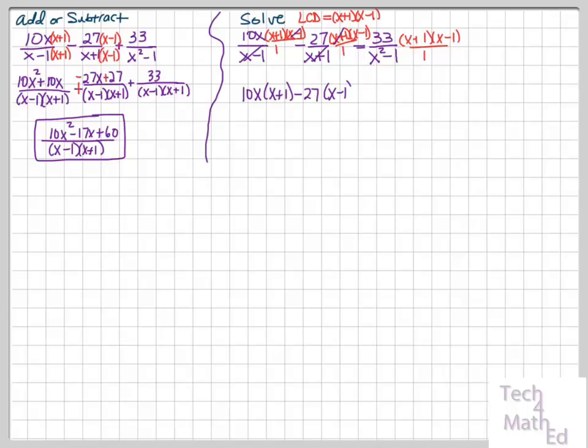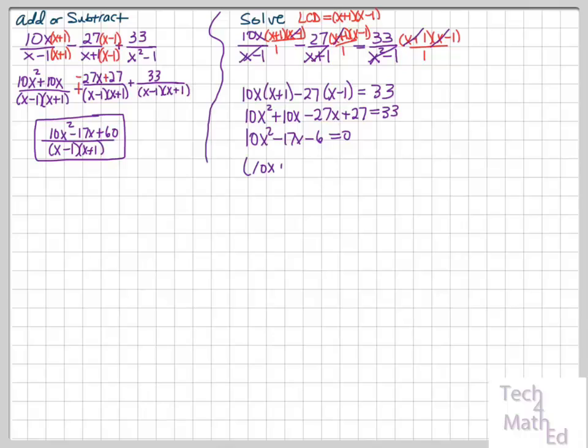So the first term became 10x times x plus 1. The second fraction became minus 27 times x minus 1. And then on the other side of the equal sign, we just have 33. Now I need to simplify. I get 10x squared plus 10x minus 27x plus 27 equals 33. Since this is a polynomial, or a quadratic in particular, we need to move everybody to one side and get 0 on the other. This gives me 10x squared minus 17x minus 6 equals 0.